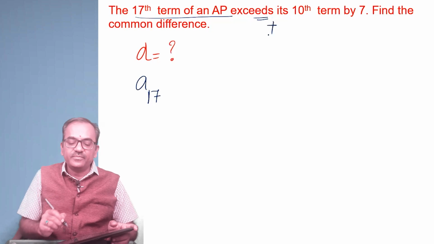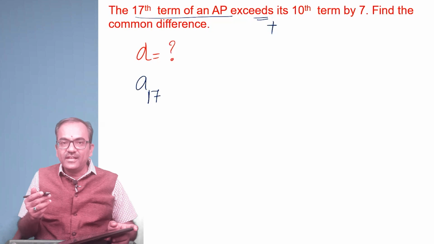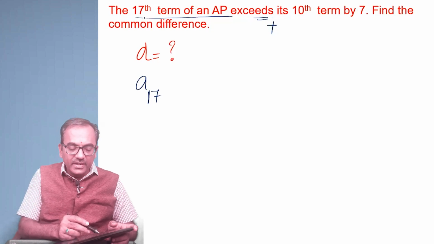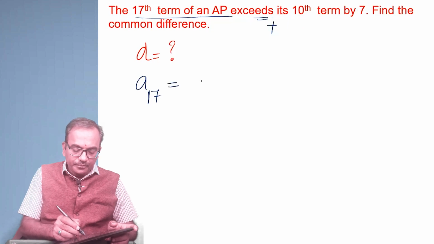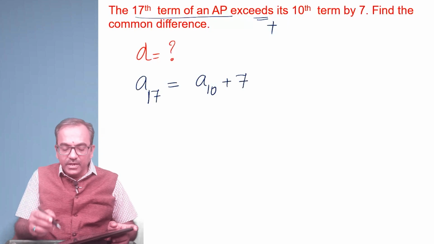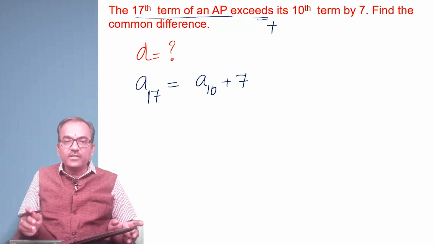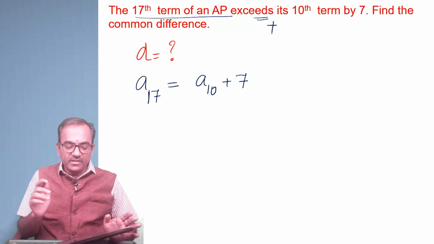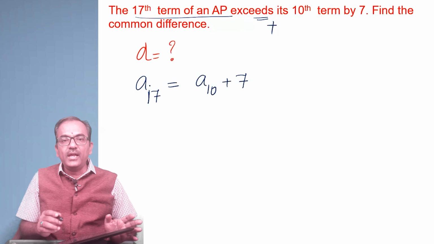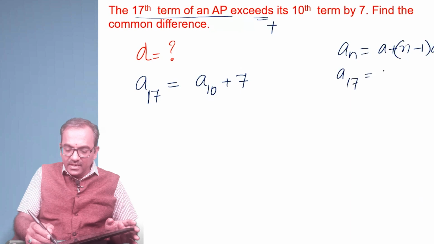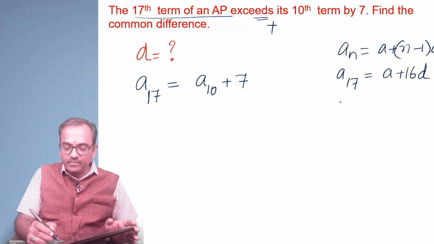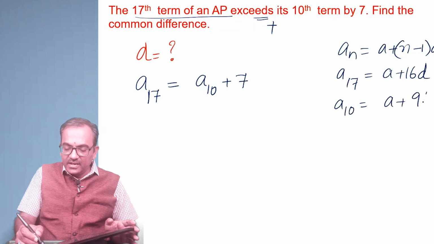Exceeds means plus. That is, it is more than. You need to understand exceeds as more than. So, the 17th term is more than the 10th term by 7. So, a17 is a10 plus 7. We need to find the common difference. Only this much is given and we need to find d. Now let us continue. As we are very aware that an is equal to a plus n minus 1 into d, you should know a17 is a plus 16d. a10 is a plus 9d.